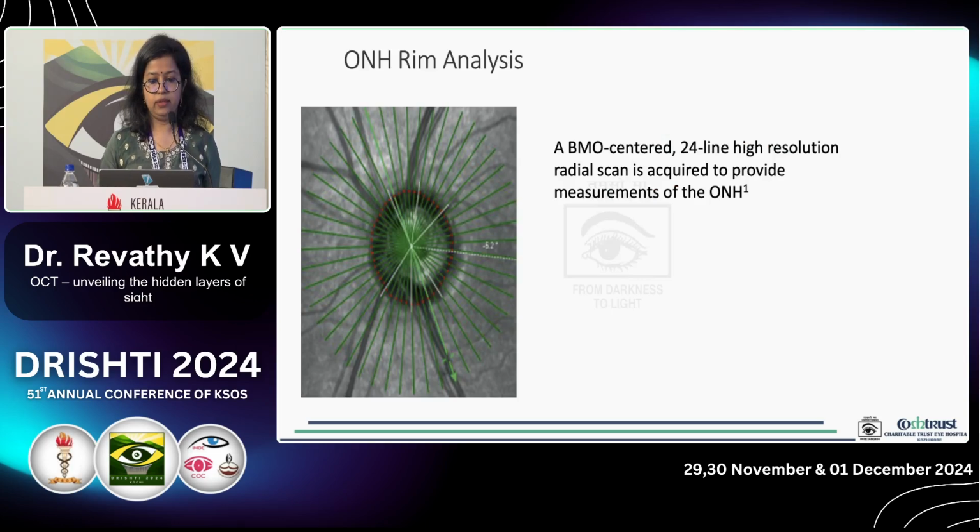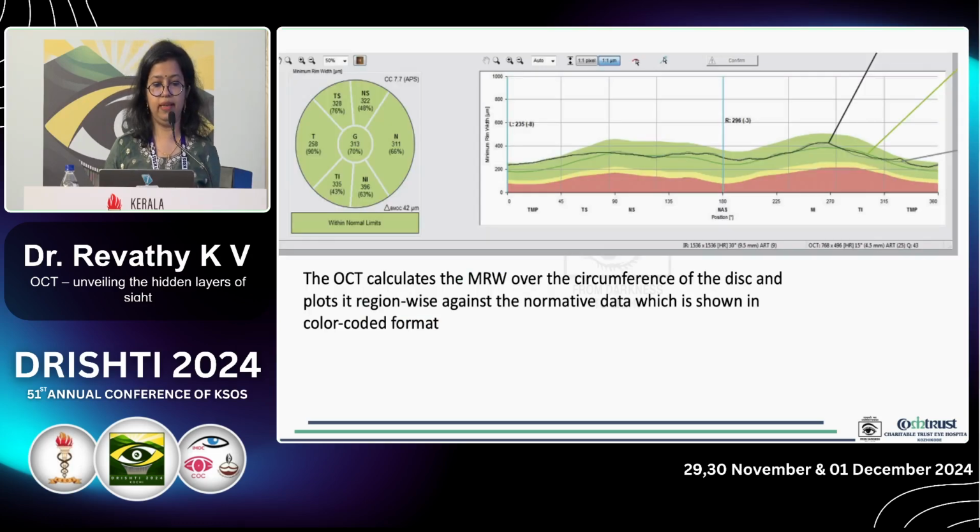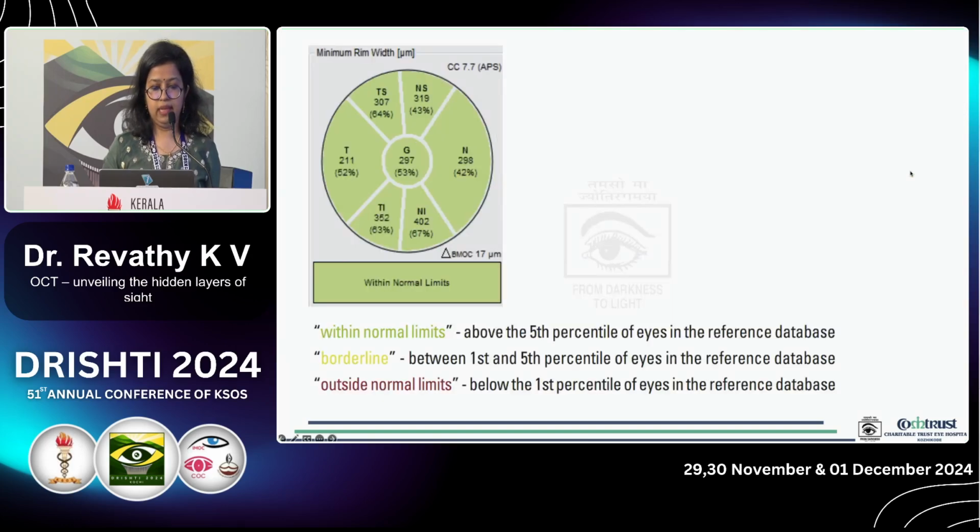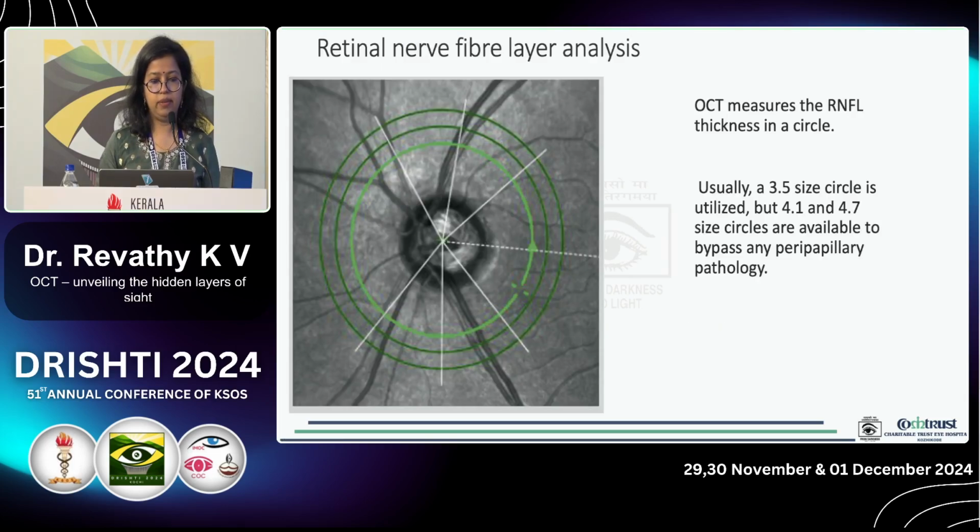For the analysis, a 24-line high-resolution radial scan is acquired, and it is given as a sector diagram and a flattened diagram, which will be false color-coded. The green line indicates the database, the black line indicates the patient data, and a gray line may sometimes be present, indicating the follow-up scans. The color coding is such that values above the 5th percentile of the reference database are green, borderline when it is 1 to 5 percentile, and outside normal limits when it is less than 1 percentile. The retinal nerve fiber layer analysis is done with a 3.5 circular scan.